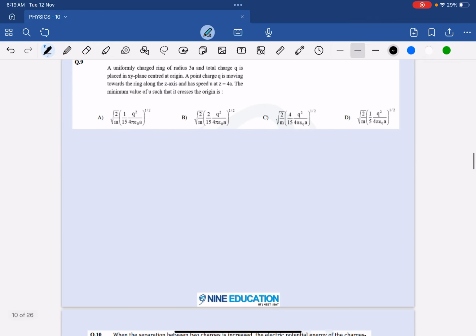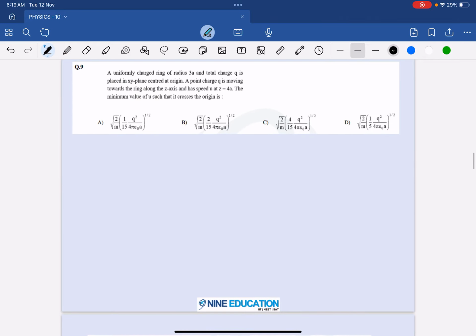What is the next one we are having? A uniformly charged ring of radius 3a. So we are able to see there is a ring and that is having radius 3a, and a total charge Q, placed in the XY plane.